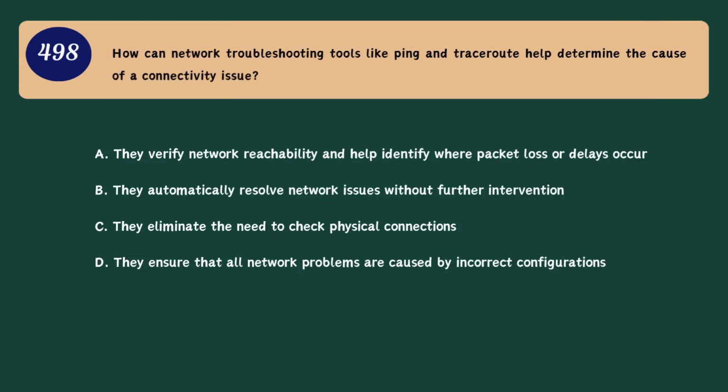Question 498. How can network troubleshooting tools like ping and traceroute help determine the cause of a connectivity issue? A. They verify network reachability and help identify where packet loss or delays occur. B. They automatically resolve network issues without further intervention. C. They eliminate the need to check physical connections. D. They ensure that all network problems are caused by incorrect configurations.